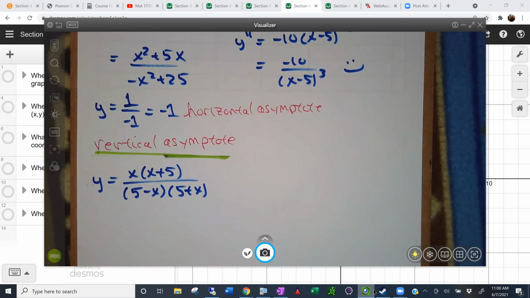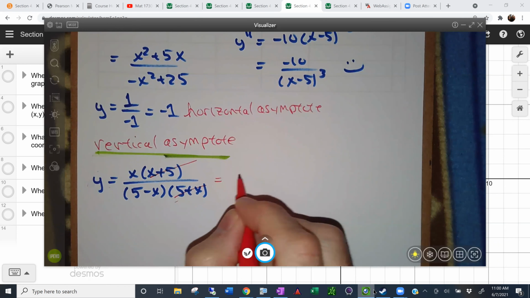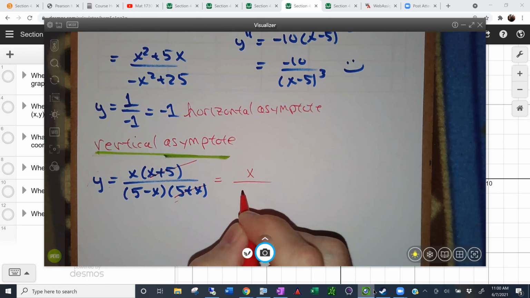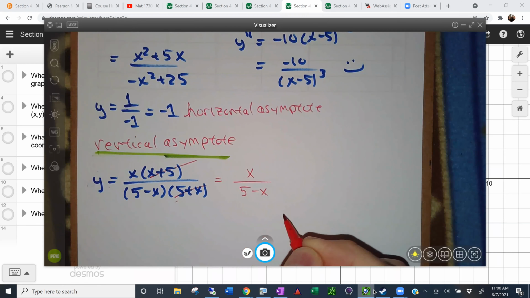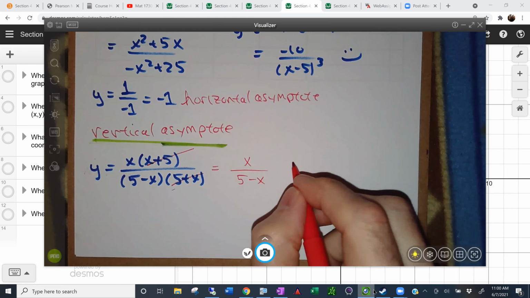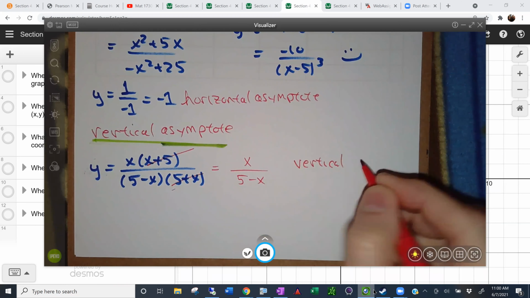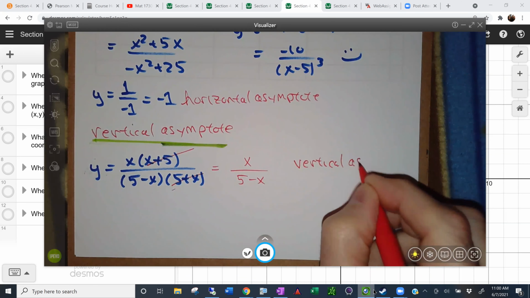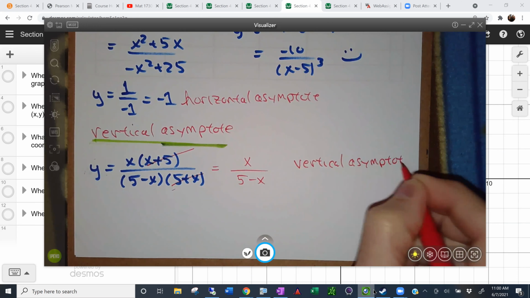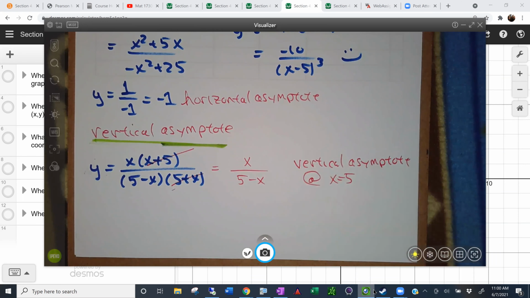Now, as long as you're not at x equal -5, you can get rid of these. And this is roughly equivalent to x over 5 minus x. Where is this going to have problems? +5. Yeah, thank you. So it's going to have a vertical asymptote at x equal 5. Beautiful.